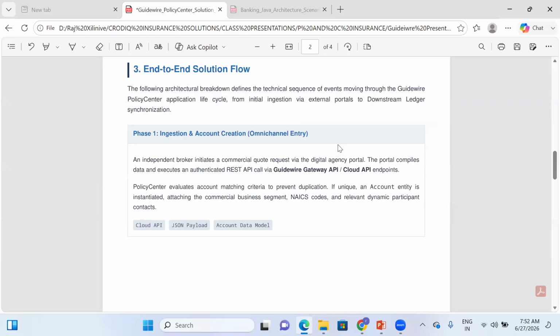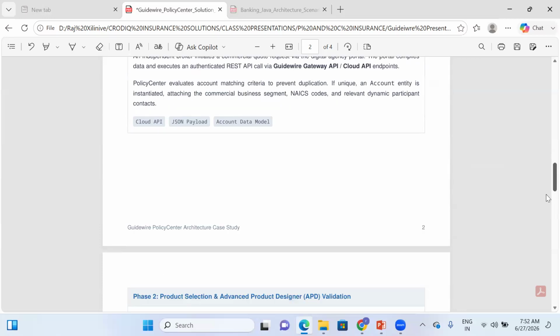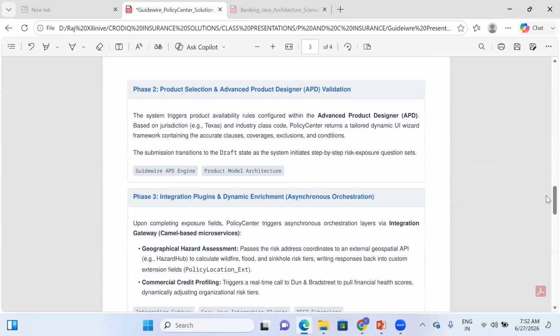More or less, the end-to-end solution flow can also be in the same manner, where we have an ingestion as well as account creation phase. This is phase one. At the same time, phase two is product selection, and at the same time, we need to design the advanced product design validations, because generally in PolicyCenter we have a tool called Product Designer. The Product Designer's advantage is to design the product.